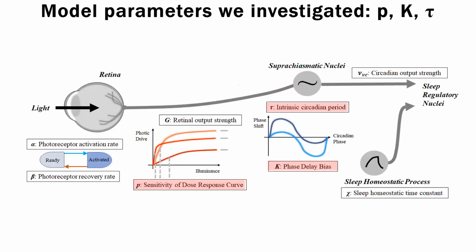So the model parameters we investigated, going back to that diagram of the model, one was this parameter P, which basically affects the shape of the dose response curve for the model. If you take a lower value of P, you get a more sensitive dose response curve in the model, or a lower ED50, if you want to think of it that way. Another we looked at was K, which is this parameter that affects the phase delay bias in the model. Basically, is it more phase advance favored or more phase delay favored? And then tau, of course, the intrinsic circadian period, which is a parameter most people have looked at varying in this type of context.